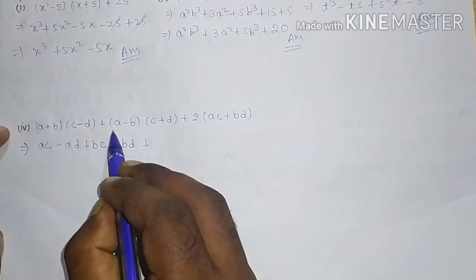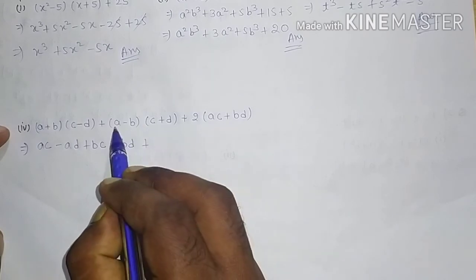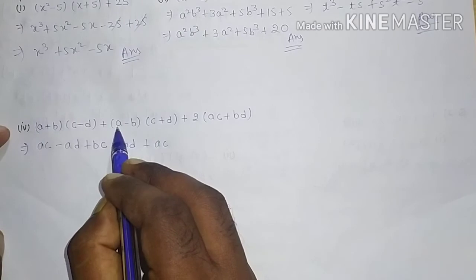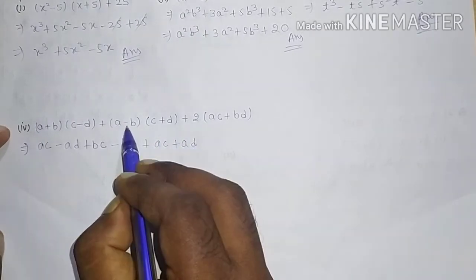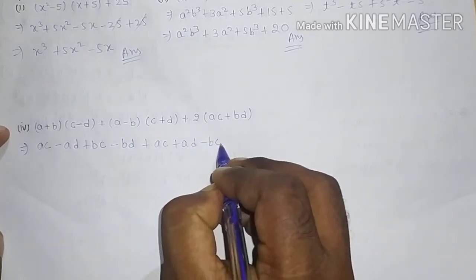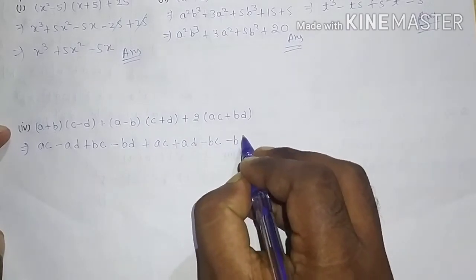plus a minus b and c plus d. Just multiply it. So a into c, it will be ac. Now a into d, it will be plus ad. Minus b into c, so it will be minus bc. Minus b into d, it will be minus bd.